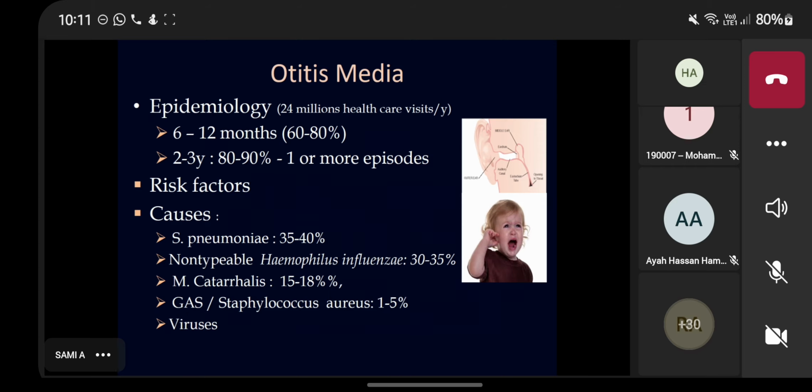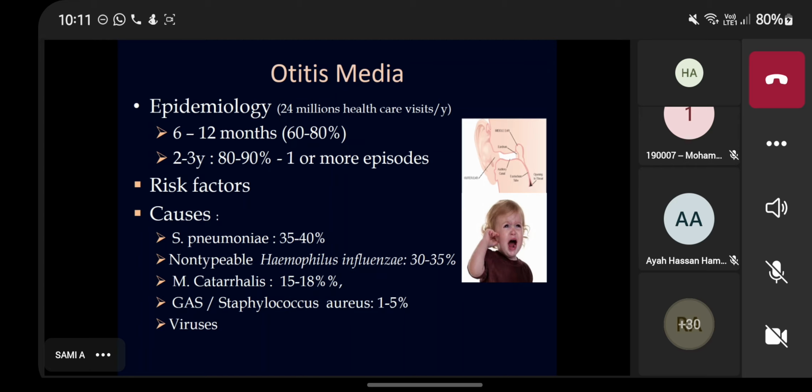Now, otitis media, as I mentioned, is a really quite common problem in pediatrics. It's responsible for 24 million healthcare visits per year. And the illness also generates a significant social burden as indirect costs due to time lost from school and parents staying from their work with their children. It was estimated that otitis media costs $2 to $3 billion annually in the US.